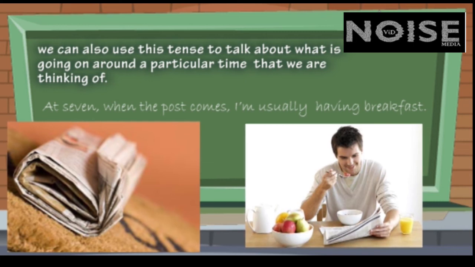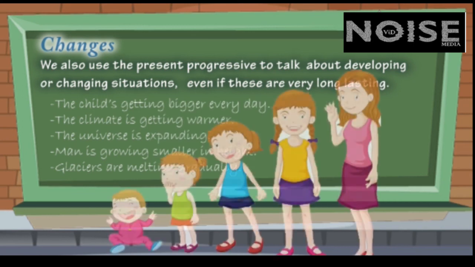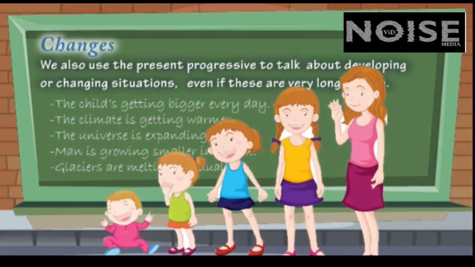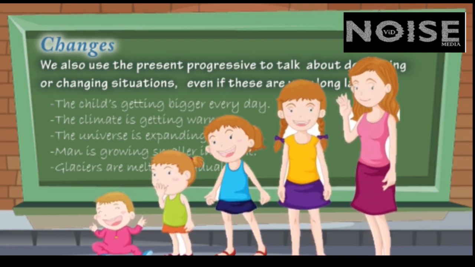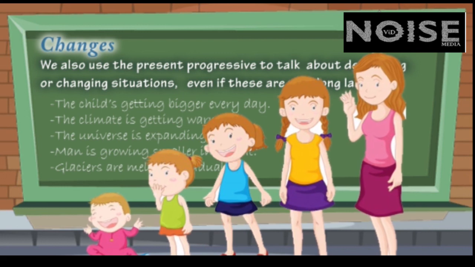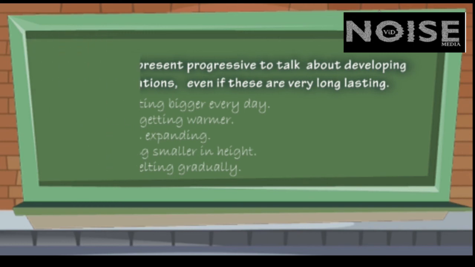Got the idea? We also use the present progressive tense to talk about developing or changing situations, even if these are very long-lasting. For example, the child's getting bigger every day. Imagine the process of a child getting bigger. You can't observe it in one go. That's a long process, but we use present continuous tense. And the climate is getting warmer. The universe is expanding. One more example, man is growing smaller in height.